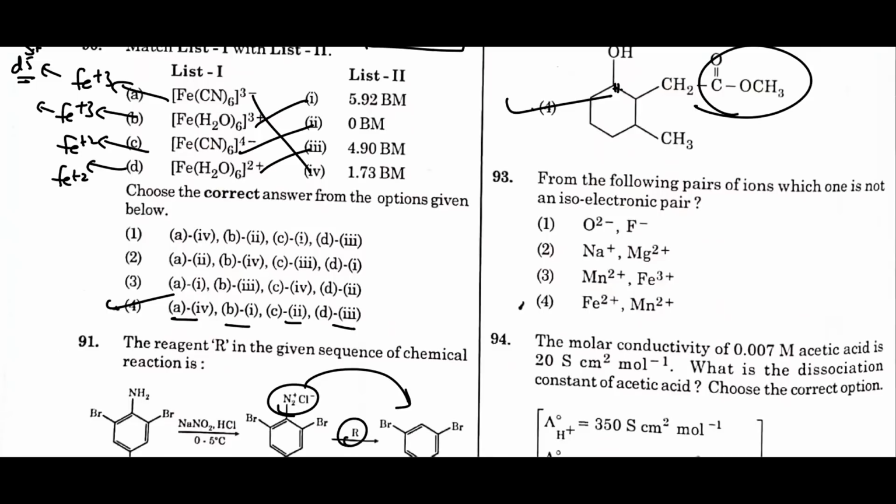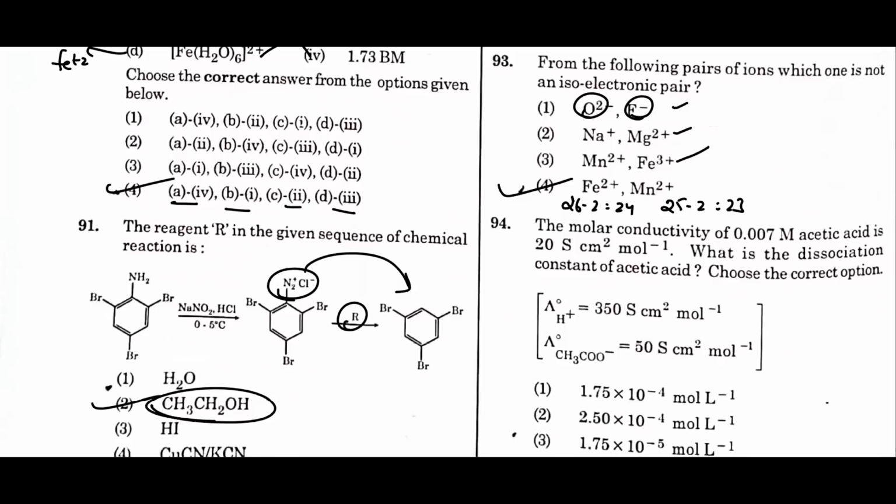From the following pairs of ions, which one is not an isoelectronic pair? 8 plus 2, 9 plus 1, isoelectronic. 11 minus 1 and 12 minus 2, that is isoelectronic. 25 minus 2, 23, 26 minus 3, 23, correct, isoelectronic. 26 minus 2, 24, and 25 minus 2, 23, both are not isoelectronic. Option 4 is not an isoelectronic species.